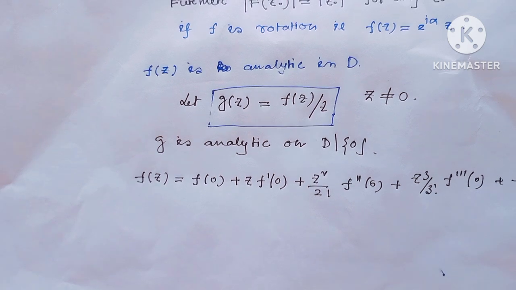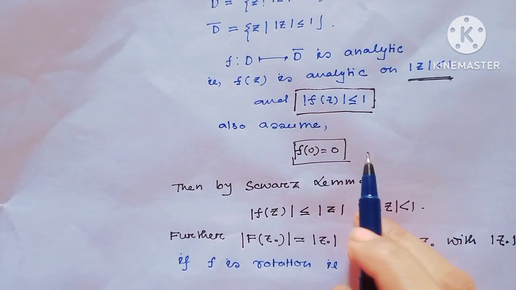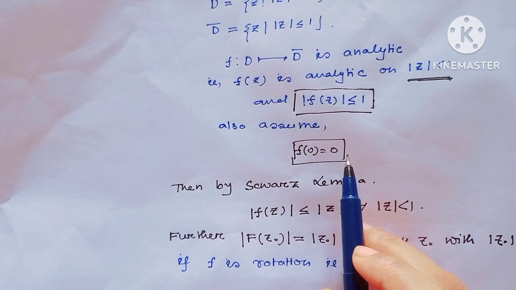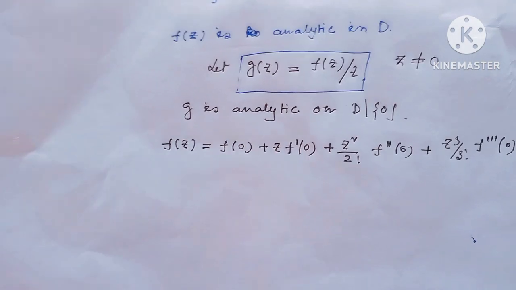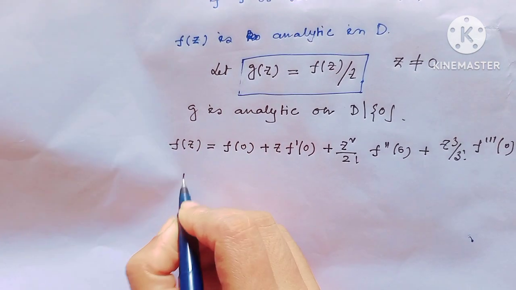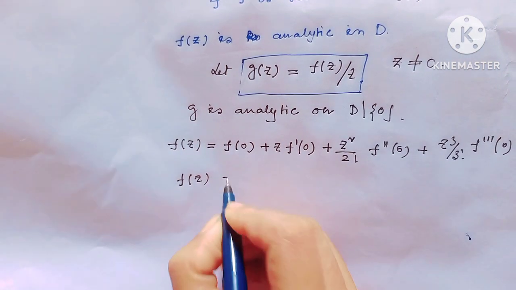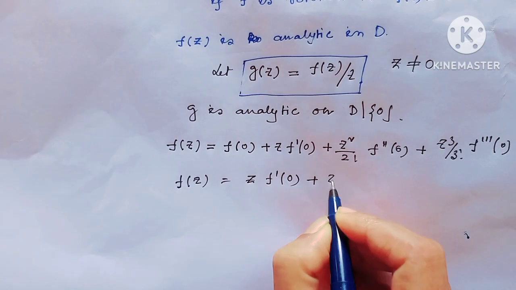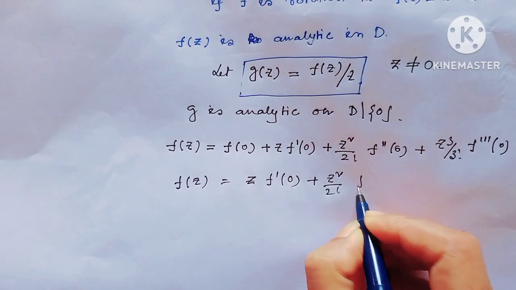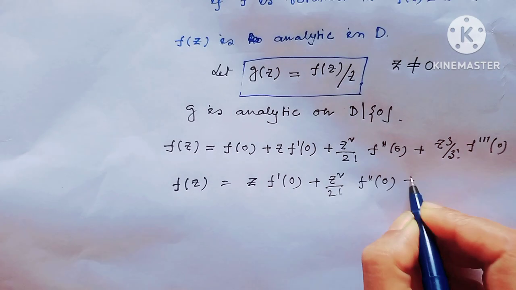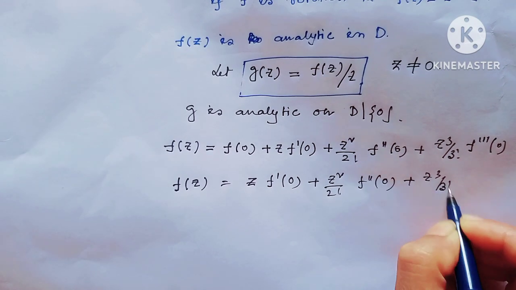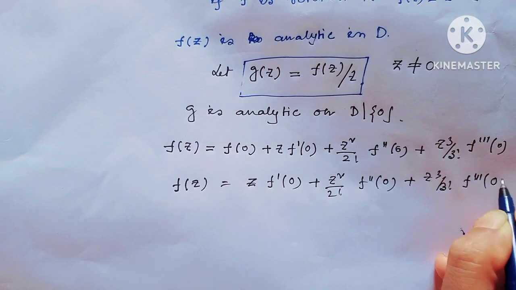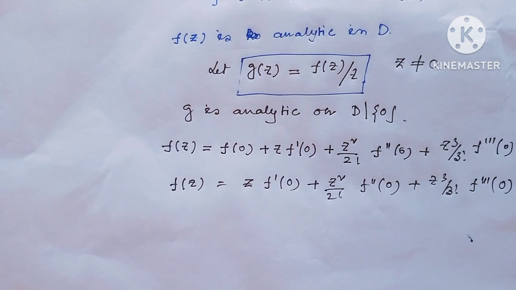Since given in the statement of the Schwarz Lemma f(0) equal to 0, that implies f(z) equal to z f dash 0 plus z square over 2 factorial f double dash 0 plus z cube over 3 factorial f triple dash 0 plus so on.